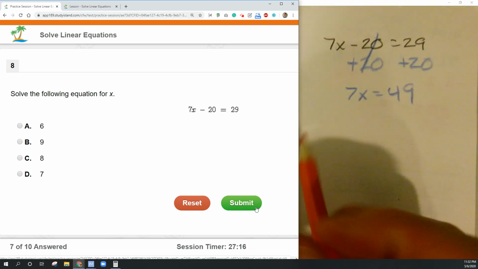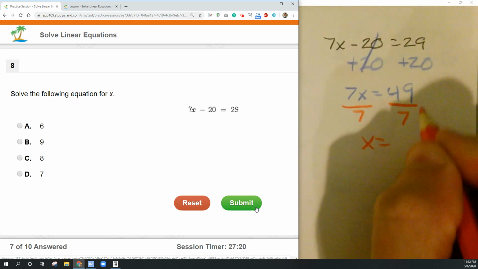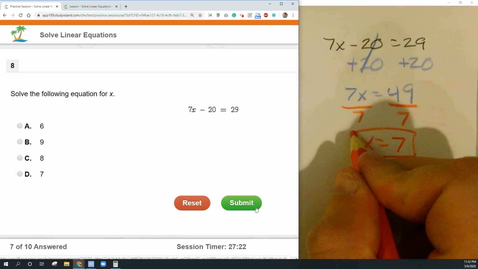Next, I don't care what 7 times x is. I just want 1 times x. So I divide both sides by 7. And x equals 49 divided by 7 equals 7.